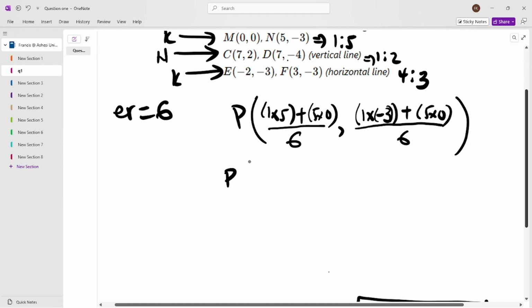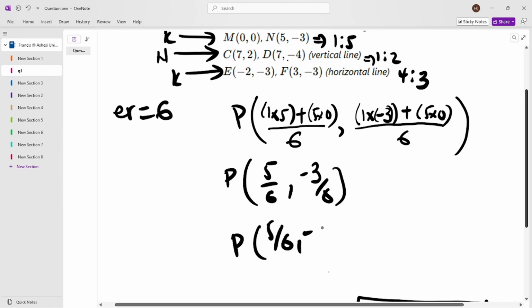So you say P into bracket 5 plus 0 over 6. So that will be 5/6. Then the other one will be negative 3 over 6, which will be negative half.